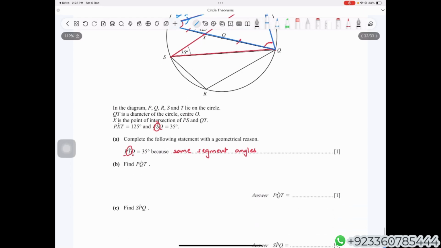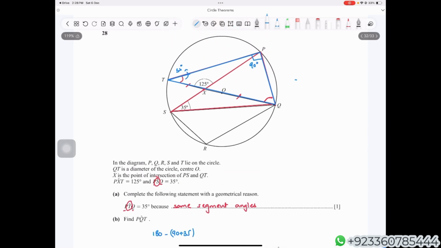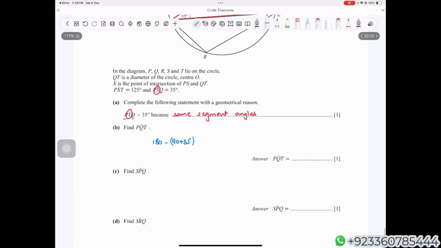तो ये क्या हो जाएगा? 180 minus 90 plus 35 because angles in a triangle equal to 180. So what I basically did is 90 plus 35 plus PQT is 180. From here, this is going to be 180 minus 90 minus 35 is equals to PQT. 90 plus 35 is 125 और यहाँ से PQT आपके पास आ जाएगा 55 degrees. So the answer is 55.